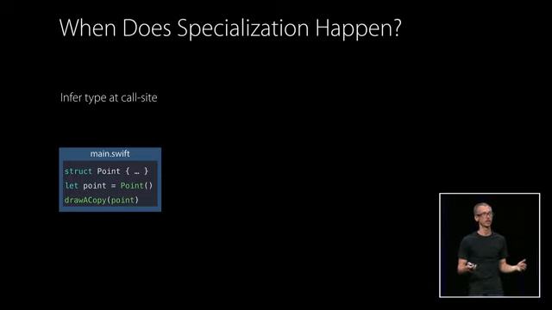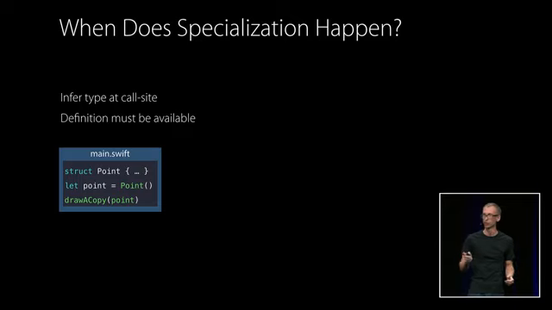Swift also needs to have the definition of both the type used during the specialization and the generic function itself available. Again, this is the case here. It's all defined in one file. This is a place where whole module optimization can greatly improve the optimization opportunity. Let's take a look why that is.